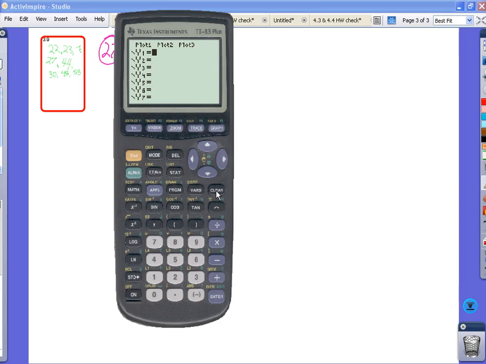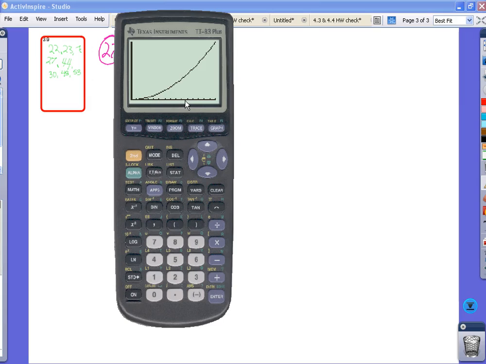X squared. X is the side of the square. You square that side to get the area, right? Because both sides are the same. Length times width is just length times length, side times side, because all the sides are the same. Look. So a square that has a side of, looks like 5, would have an area of, well, that would be 25.